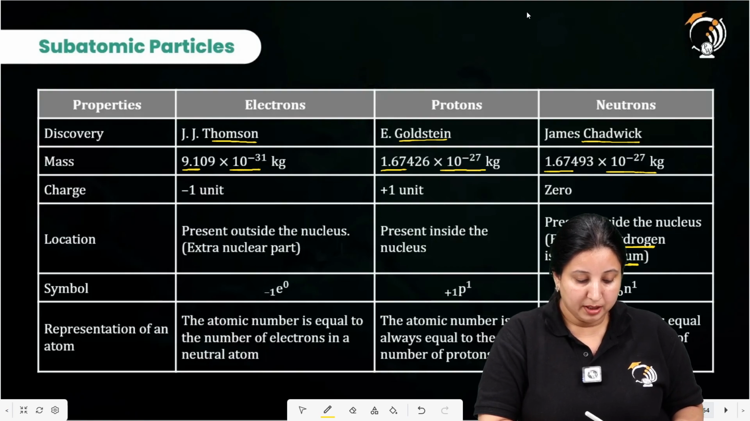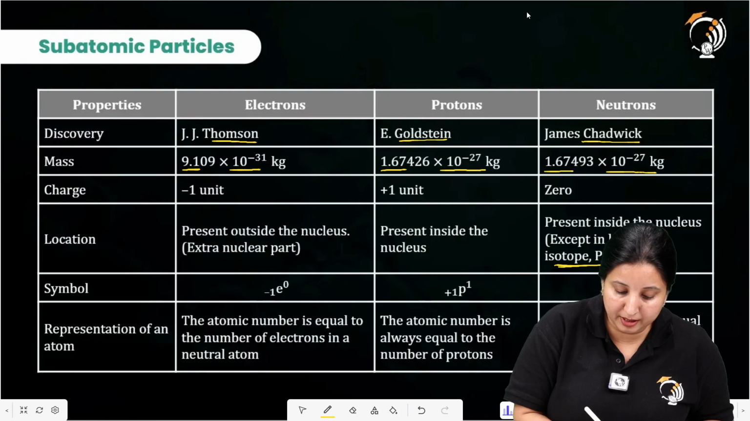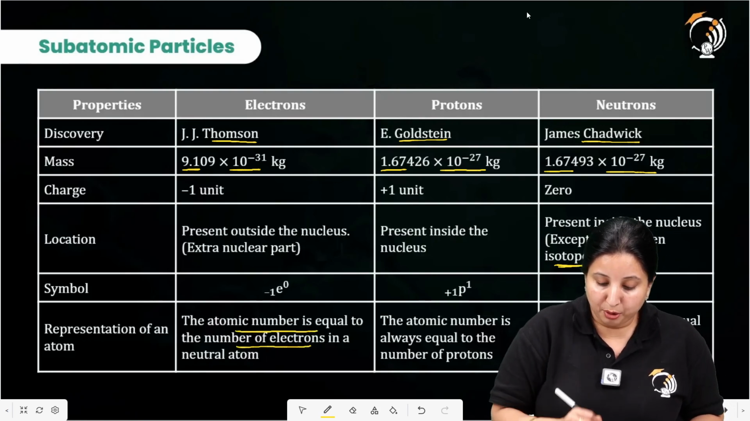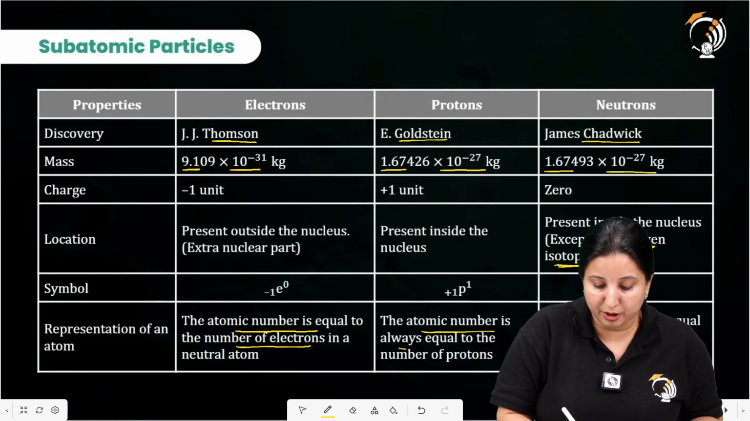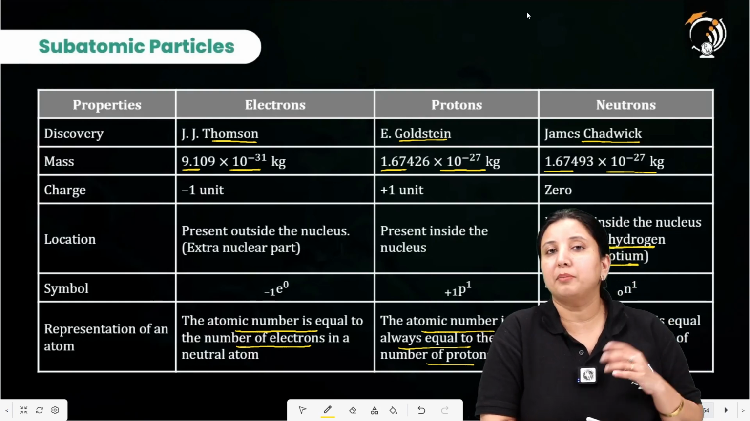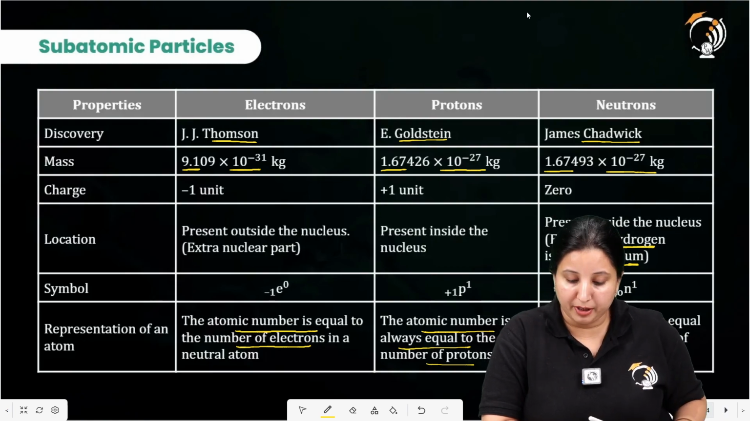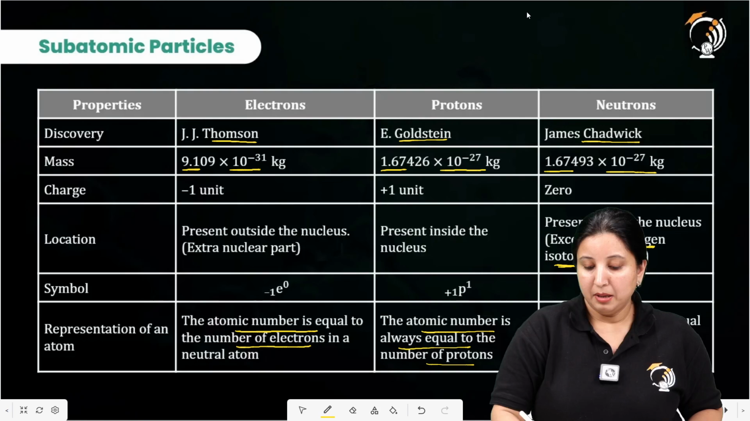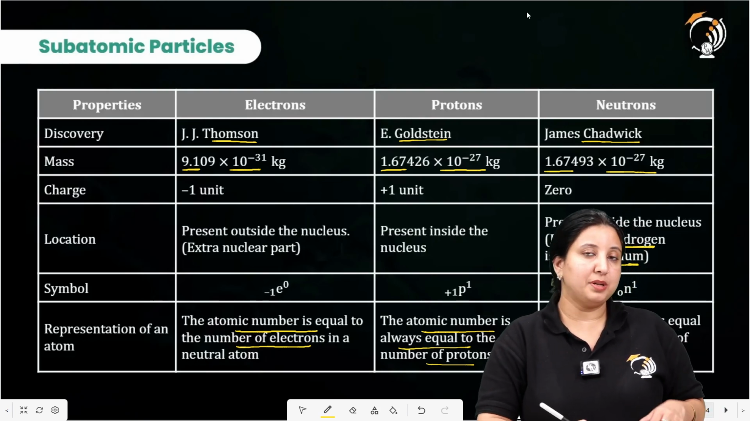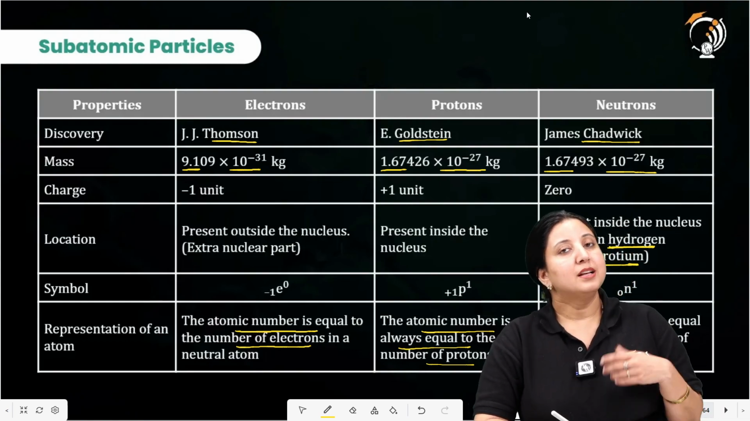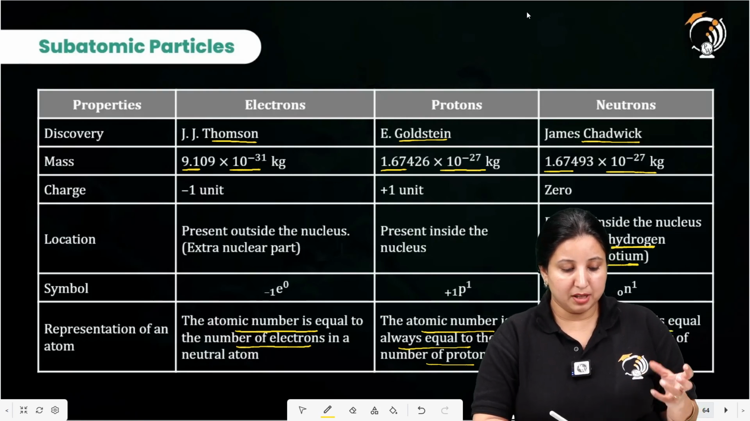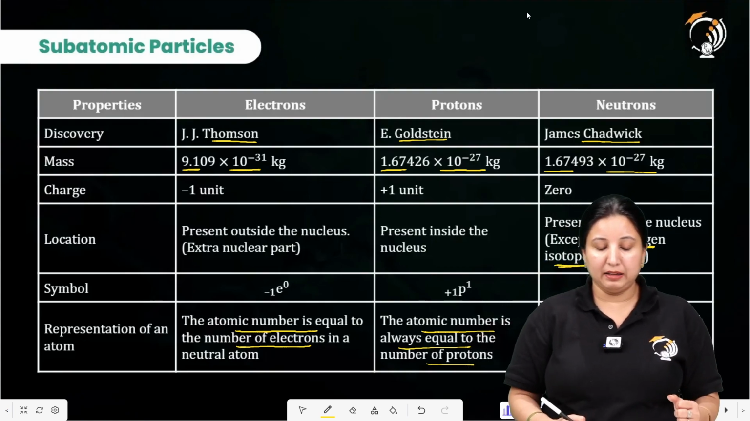Representation of an atom: the atomic number is equal to the number of electrons in a neutral atom. Protons are also equal to the atomic number. So basically we can say atomic number is equal to the number of protons, which is equal to the number of electrons. Mass number is equal to the sum of the number of protons and neutrons, meaning if I want to find the number of neutrons, subtract the number of protons from the mass number and we get it. So it was a brief preview about the subatomic particles.